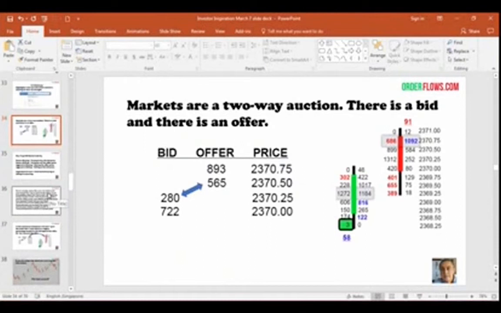Well, markets are two-way auctions. There's a bid, there's an offer. Okay, and you compare what's on the bid price to what's on the offer price. You want to buy it, you got to pay the offer, if you want to buy it now. If you want to sell it now, you got to sell it at the bid. You could work a bid, you could work an offer, but you're not necessarily guaranteed you're going to get filled.